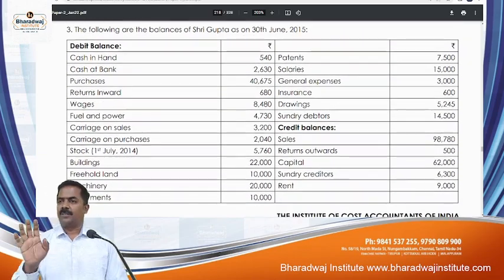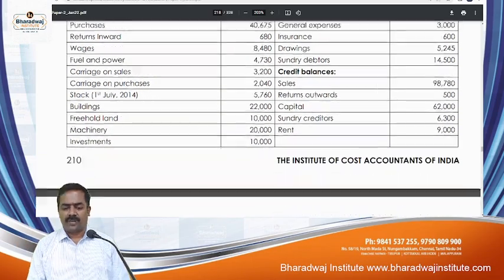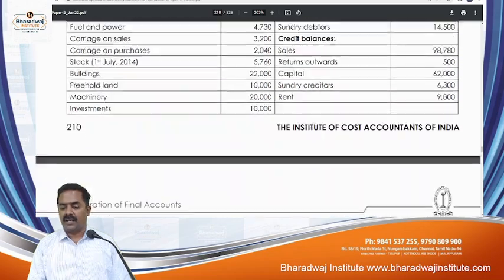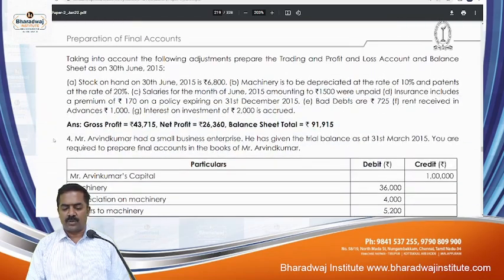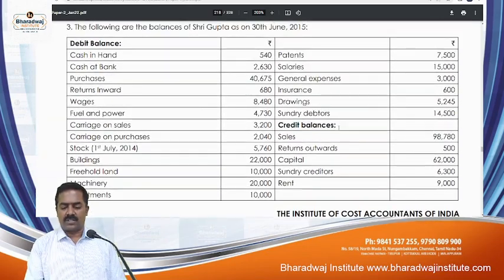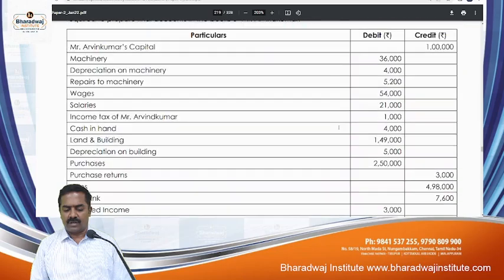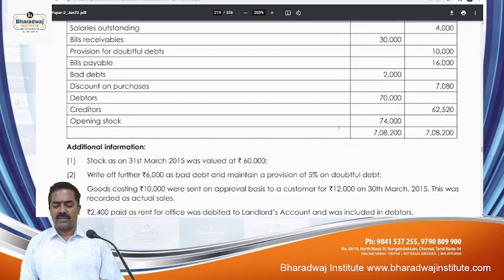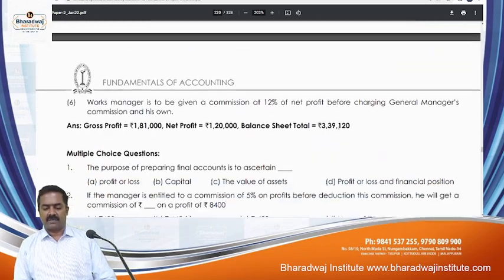Question number 3, look, questions like this are not possible for MCQ purpose. They have given a lengthy trial balance and lengthy adjustments, and they ask you to find out gross profit, net profit, balance sheet total. Don't even think about question number 3 or 4. Please don't even try because it's unnecessary wastage of time.